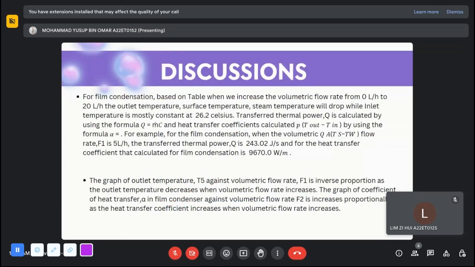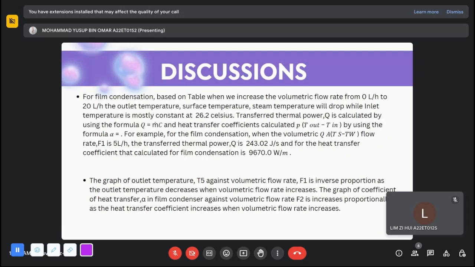For film condensation, based on the table, when we increase the volumetric flow rate from 0 liter per hour to 20 liter per hour, the outlet temperature, surface temperature, and steam temperature will drop while the inlet temperature is mostly constant at 26.2 Celsius. The transferred thermal power Q is calculated using the formula Q = MC, and the heat transfer coefficient alpha is calculated by using the formula with T out minus T in.